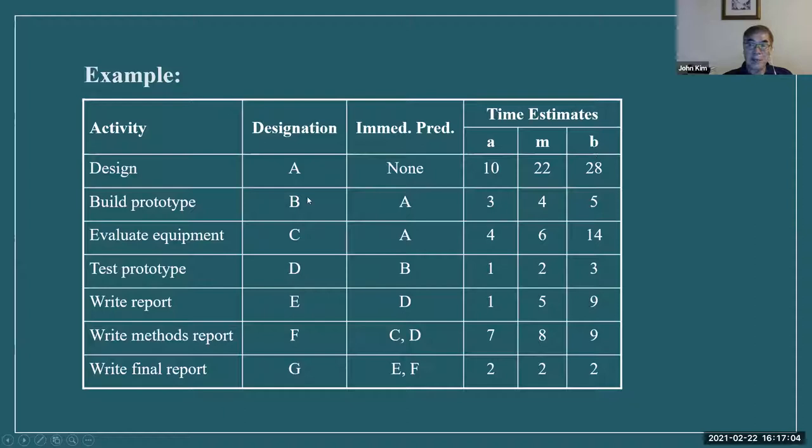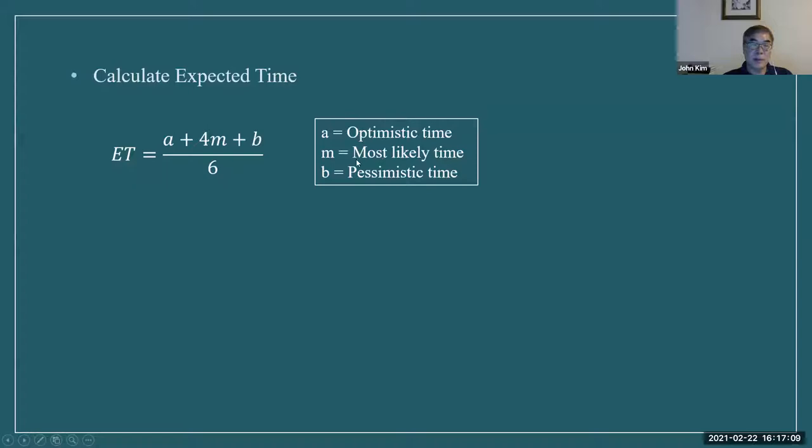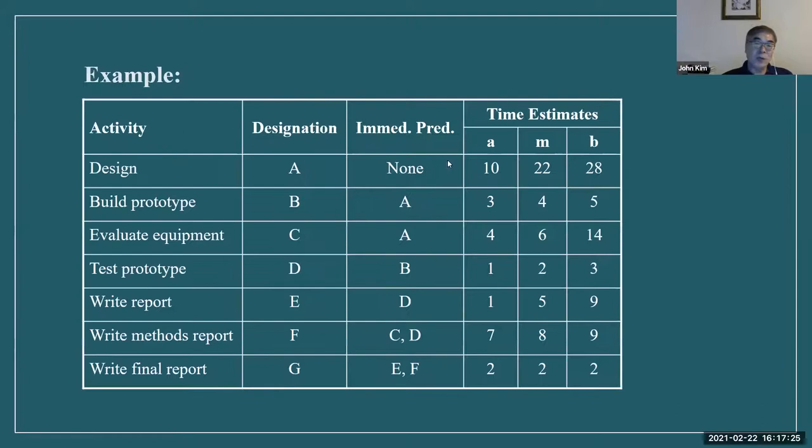A is optimistic time, M is most likely time, B is pessimistic time, kind of early, most likely, and then late. So if we have three activity times like this, and then the same as in a single activity time, activity designation, and immediate predecessor.